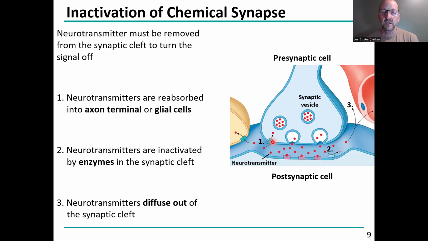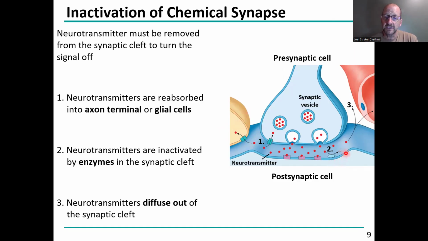One is just reabsorb it. And so basically have some kind of a transport protein that is going to bring the neurotransmitter back inside. And so here you can see it coming back into the axon terminal, which is a great way to do that, right? So that it could just be repackaged into another synaptic vesicle and recycled and used again. That's a great way to do it. Some glial cells, other neural support cells might also pick that up.